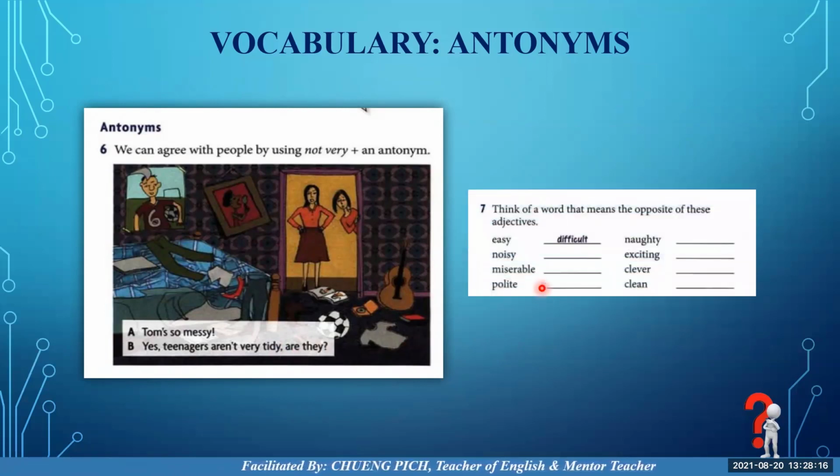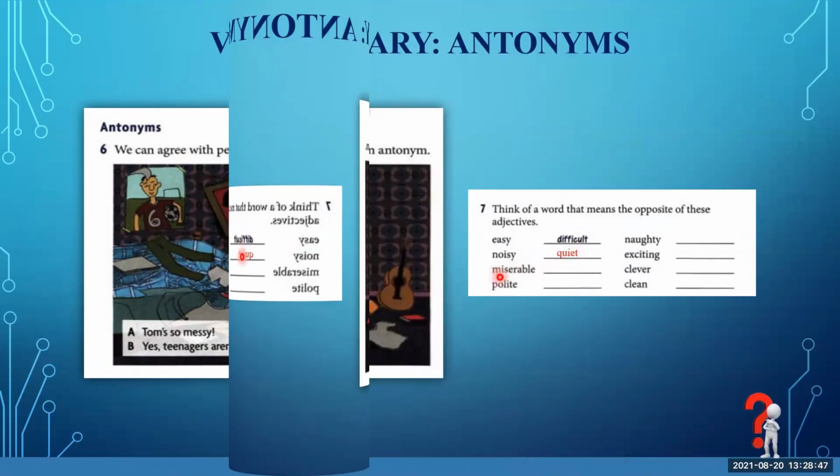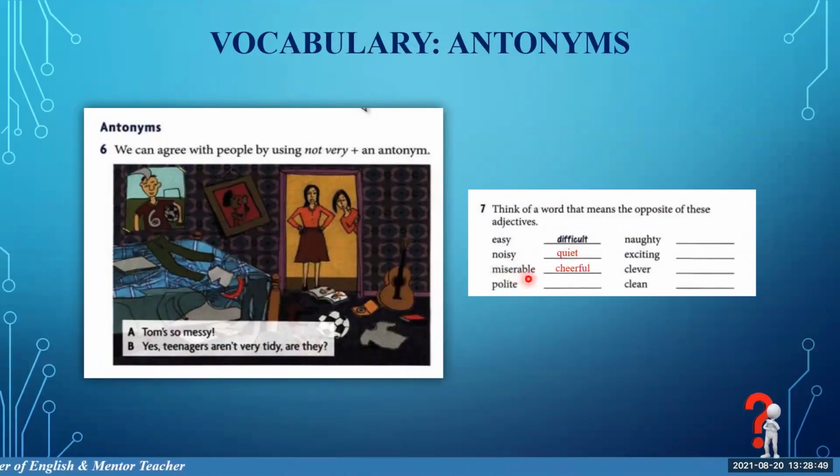We just move on to 7 here. Think of a word that means the opposite of this adjective. So the first one has been done for us, easy. So the opposite of easy is difficult. Or we can say the antonym of easy is difficult. So what about this, noisy? It is quiet. The opposite of miserable is fearful.